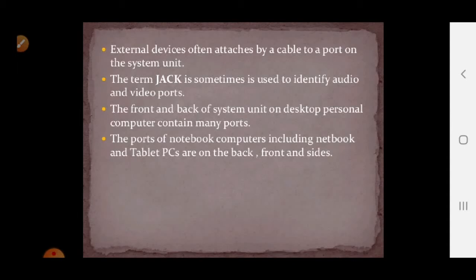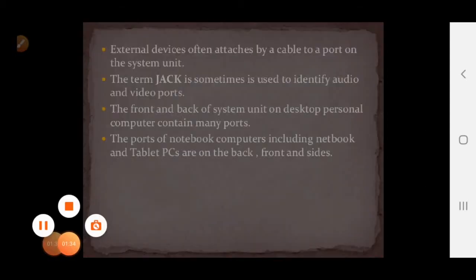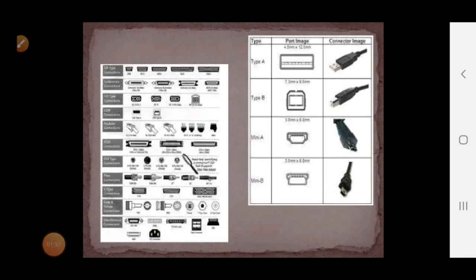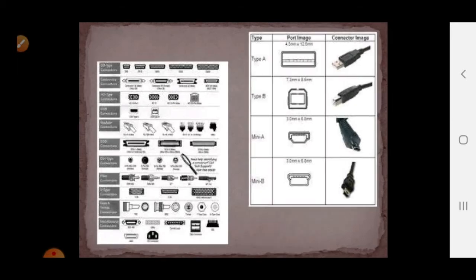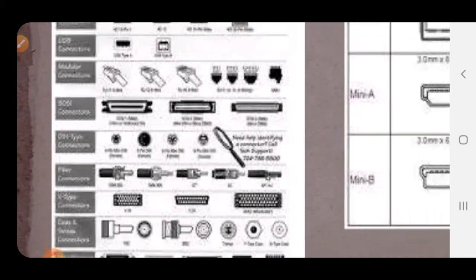The front and back of the system unit on a desktop personal computer contain many ports. All of you are familiar with these. The ports of notebook computers, including notebook and tablet PCs, are on the back and front sides also. Let me show you some different ports. These are different types of ports. All of you are familiar with these ports. This is how a USB port is shown, and that is a connector image. And type B, these are different categories, and you can see by zooming it also.